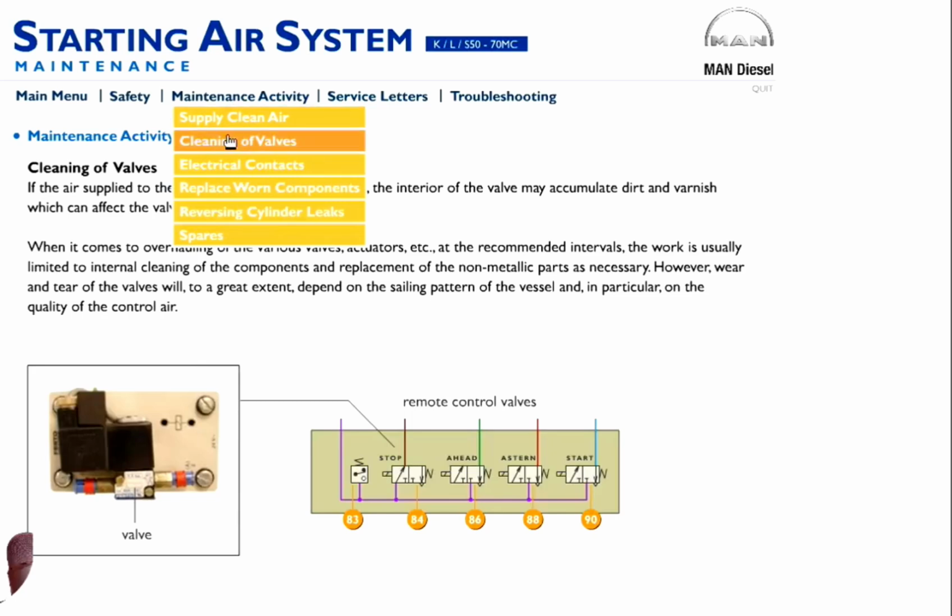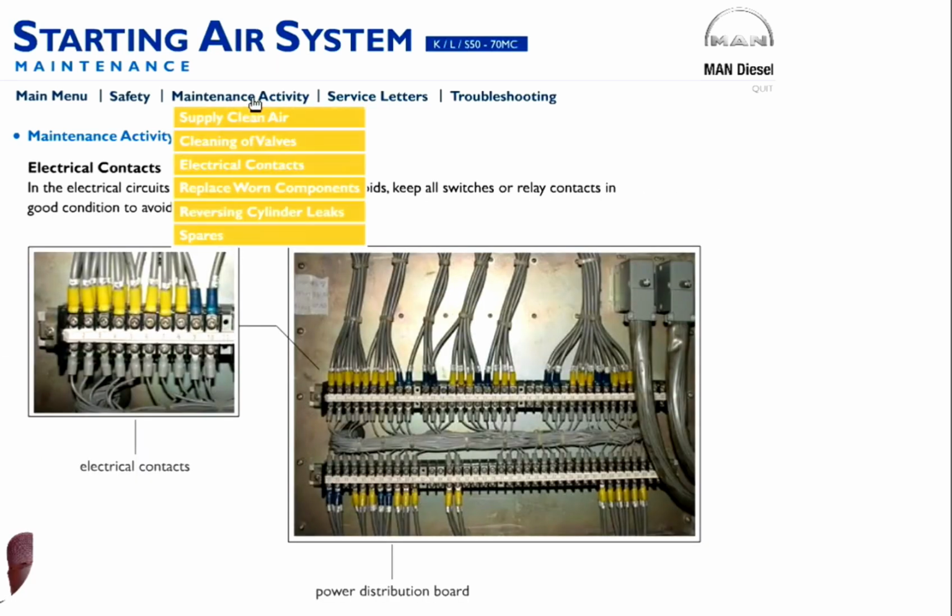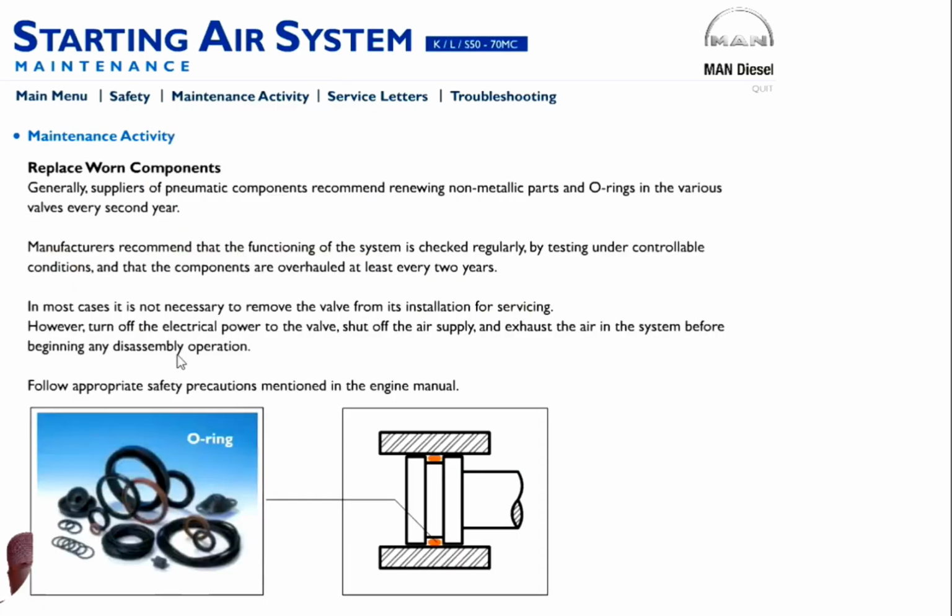Also, let's see, the electrical contacts must be checked to be in good condition, the switches, and there is a possibility to replace worn components inside these pneumatic valves, which contain O-rings. This is how they look, the O-rings and the pistons which activate these pneumatics.